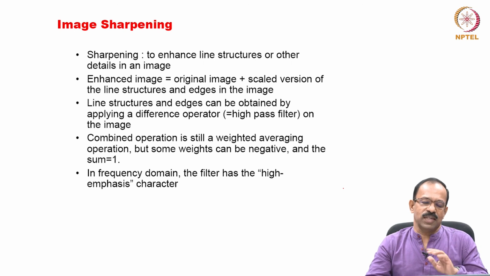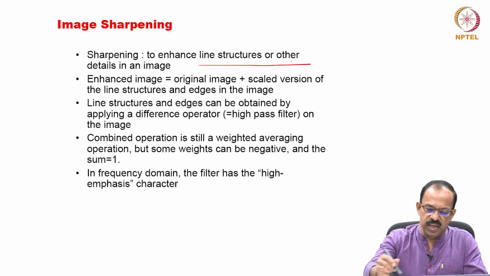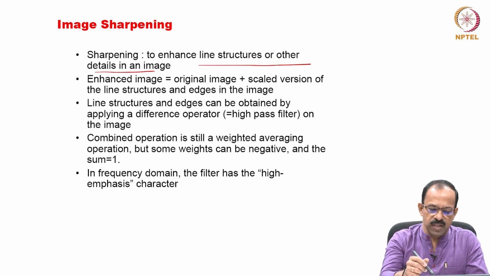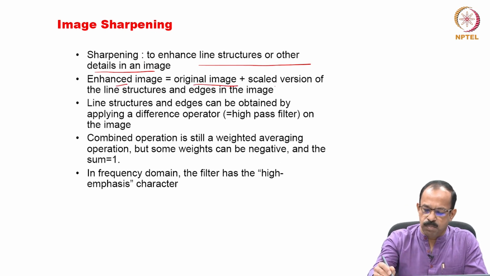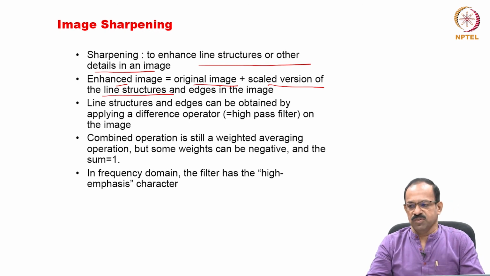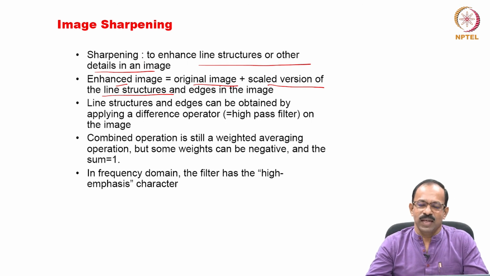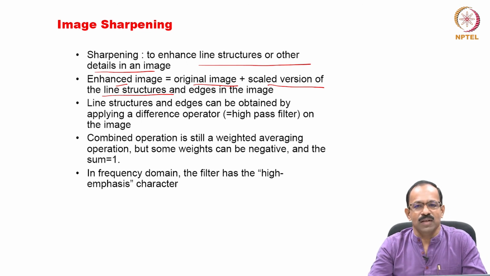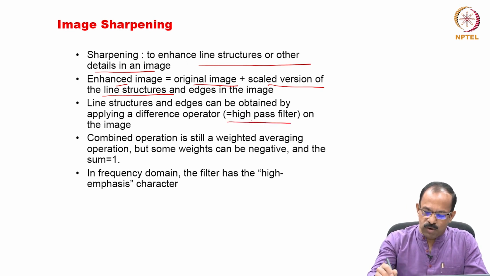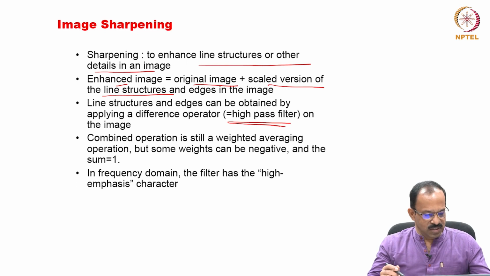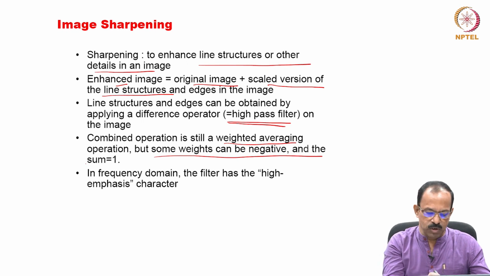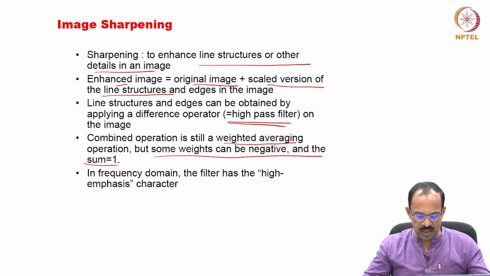Image sharpening is basically to enhance the line structures or other details in an image. What we do is we have the enhanced image as the original image plus a scaled version of line structures. So, we add something to the given image and then improve that image by getting sharpened features. We do a high pass filter operation, and this is done as a weighted averaging operation, but some weights can be negative and the sum is equal to 1. That is the way it is done.